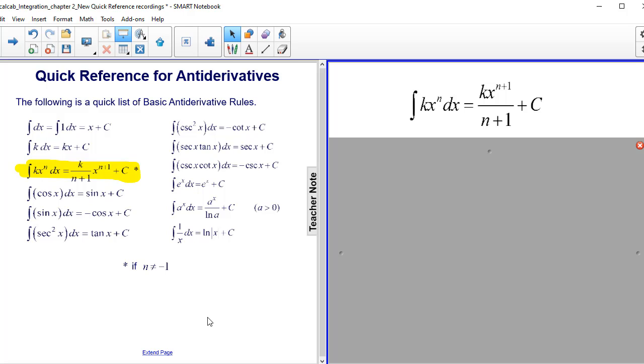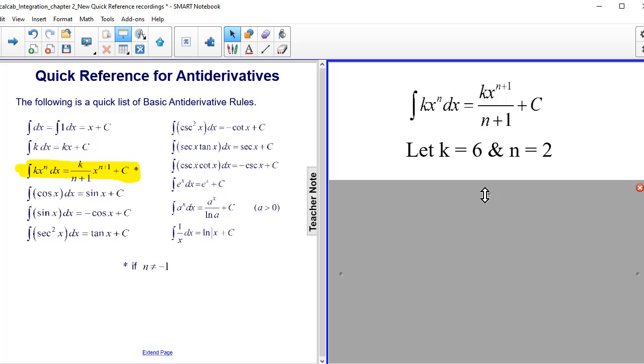I'm going to stay with this example and take a look at another variation of this. Now keep in mind, antiderivatives reverse the derivative process. So when you're finding the derivative, you multiply the coefficient times the exponent and then subtract 1 from the exponent. So the antiderivative would be you add 1 to the exponent and divide by the exponent plus 1. That's where we get this n plus 1 over here.